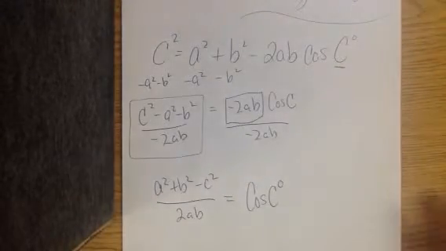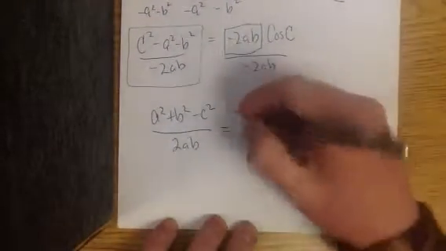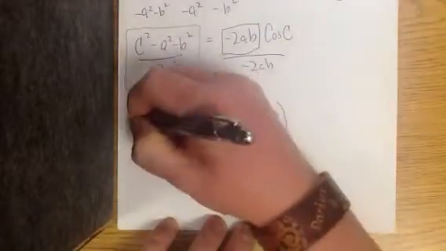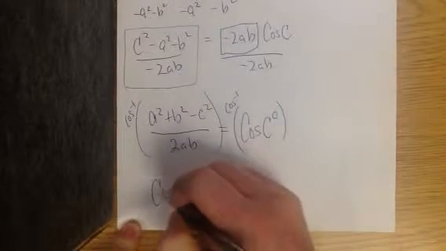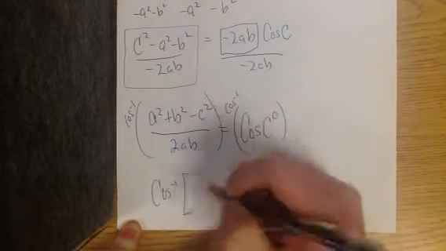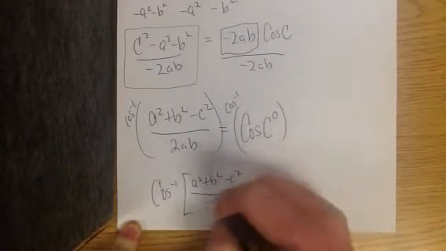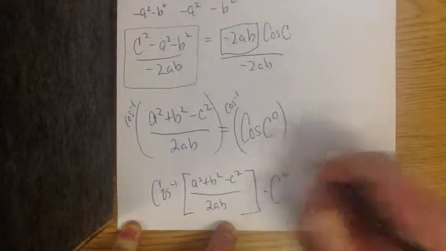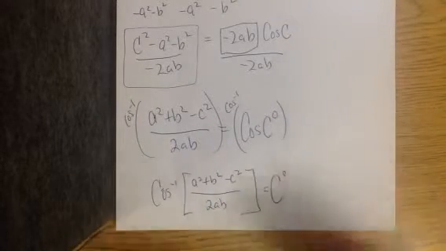c in degrees. The last thing that I need to do in order to get rid of that cosine is I need to take the cosine inverse of both sides. So I take the cosine inverse of both sides, and I'm left with the cosine inverse of a squared plus b squared minus c squared over 2ab is equal to c in degrees. Make sure your calculator is in degree mode, and that's exactly how you would transform the formula.